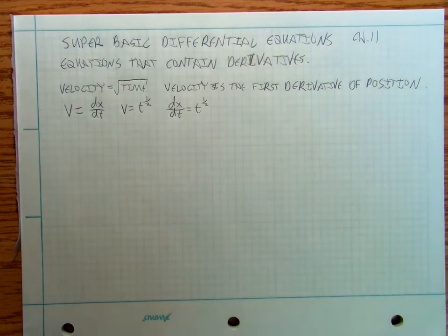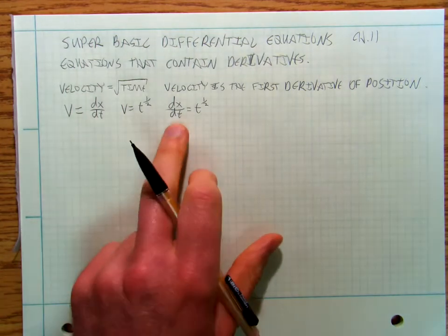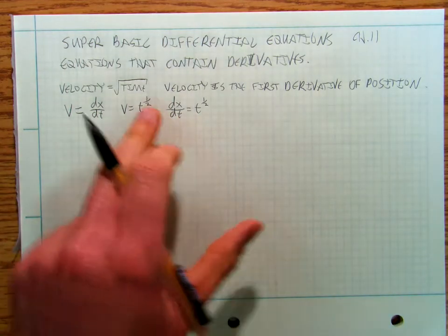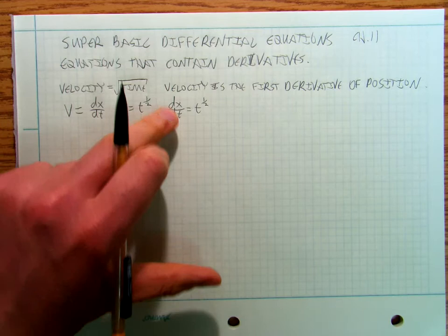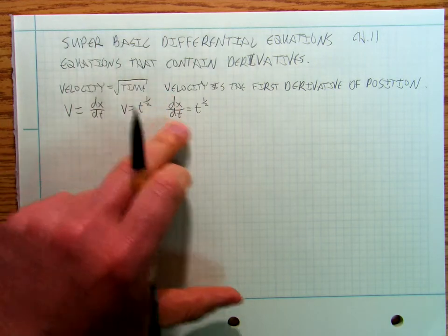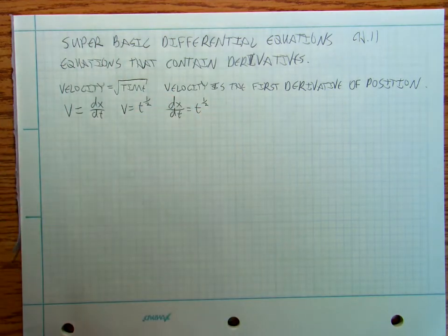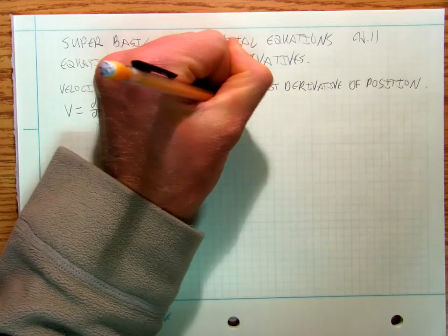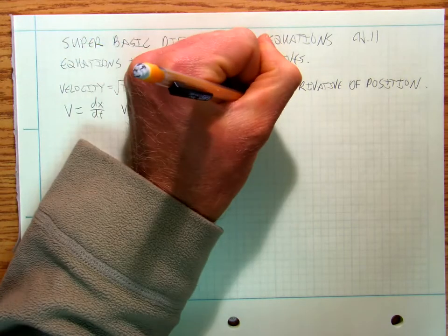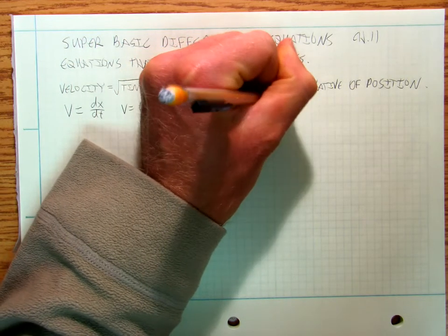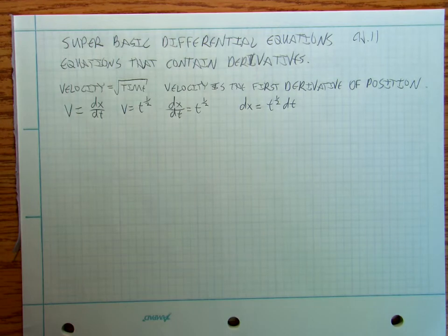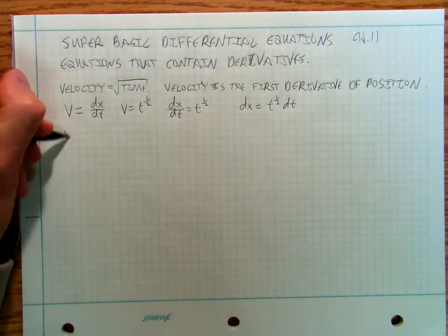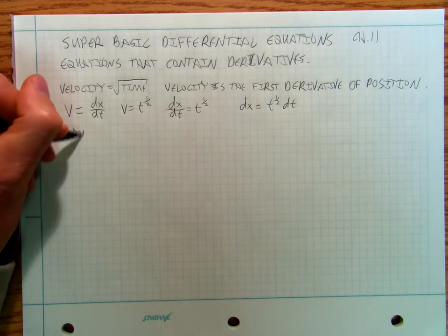Okay. So now I'm going to rewrite this another way. I've got that the first derivative of position with respect to time is equal to time to the 1/2 power. Now I'm going to write this again as dx equals t to the 1/2 dt. Anything that I can do to one side of an equation, I can do to both sides of the equation.